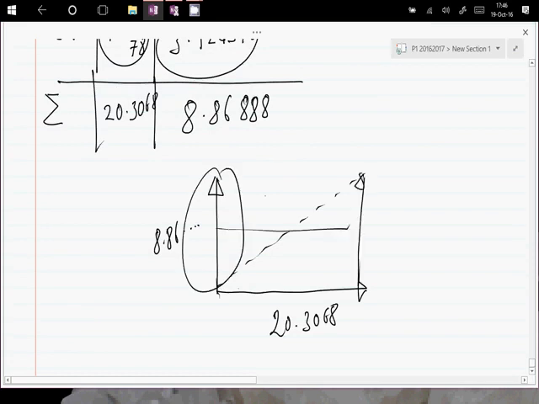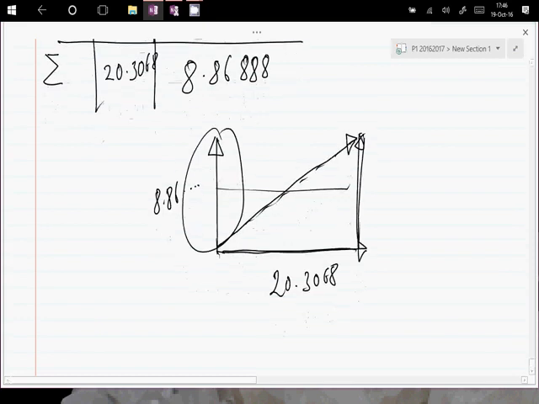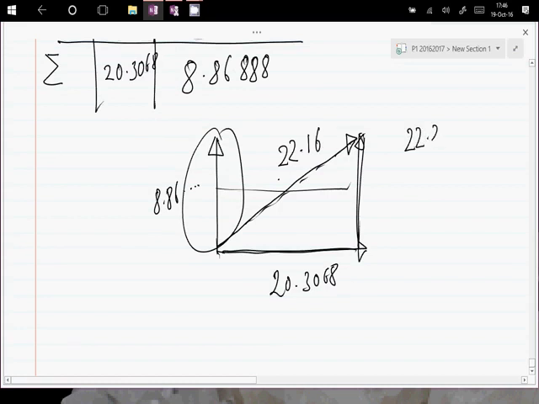And don't forget, the sum of these two, you've got to imagine putting that over here. So it's like that. They go along here and up here is the same as doing this. Now, this one is obviously just Pythagoras here. So I've got the 20.3, I square it, I add 8.86888 squared equals, square root the answer, and I'm going to get 22.16. To three significant figures, it's 22.2. That's the magnitude of the vector.